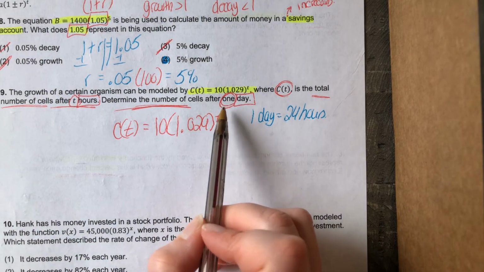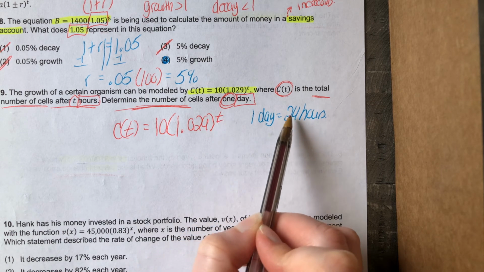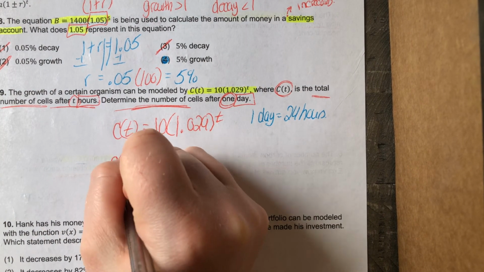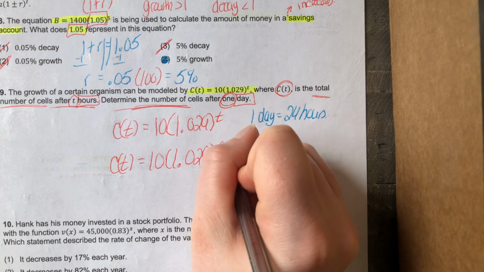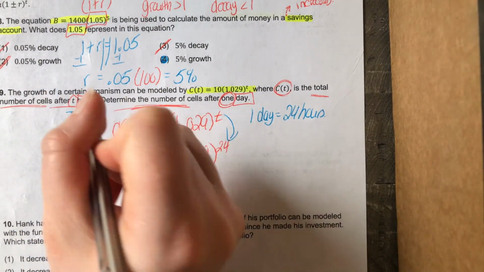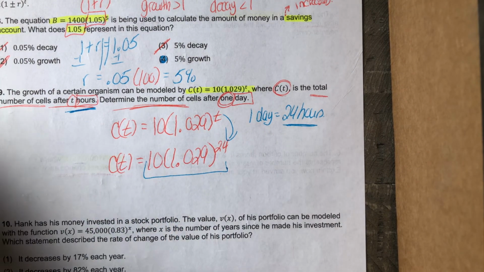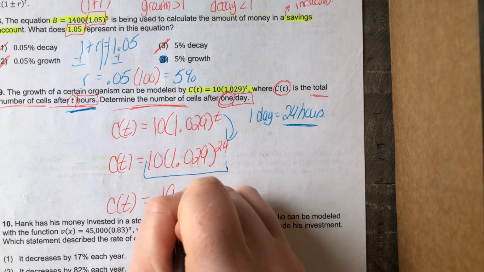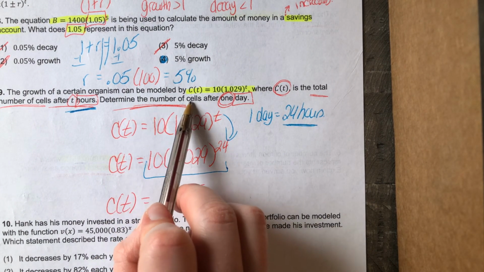So I know I'm not going to be plugging in the number 1 for T. That's how they try to trick you. It's really going to be the number 24 that you're plugging in for T. So here we go. C of T equals 10 times 1.029 to the 24, because I'm replacing T with 24. T is in hours. 24 hours is 1 day. So when I type this whole thing into my Calculator X app, I should be getting that C of T equals 19.85, and then again, it says the number of cells.